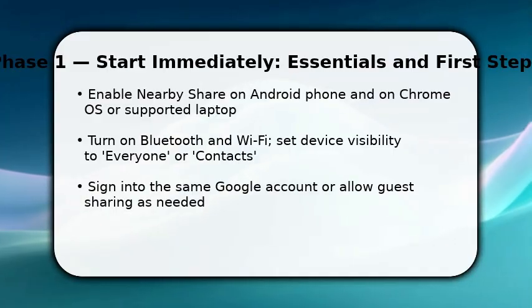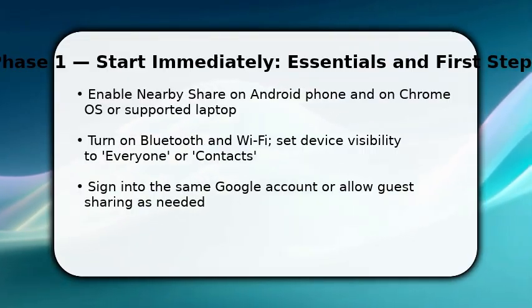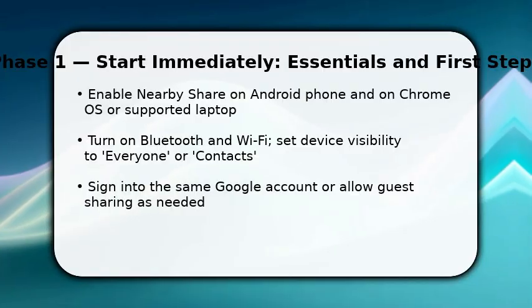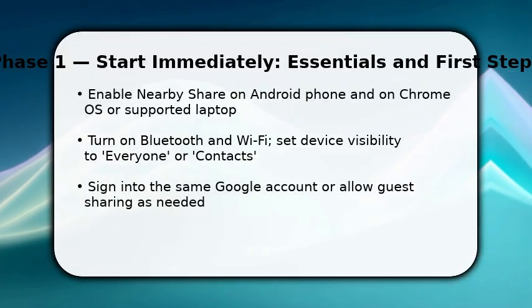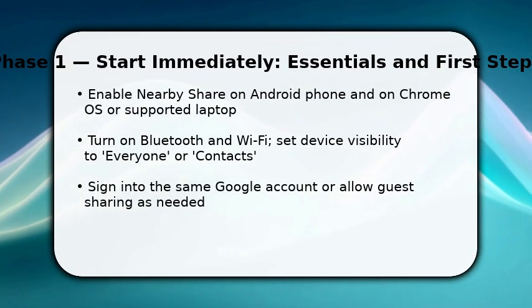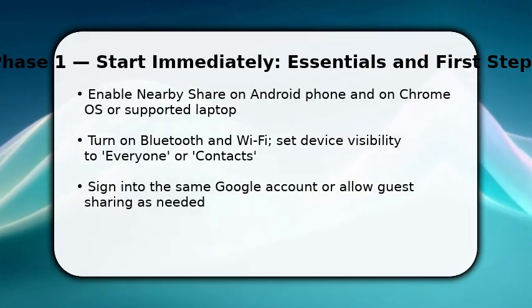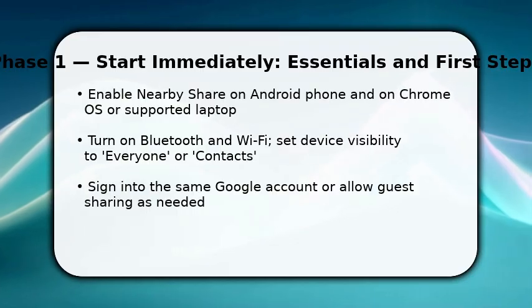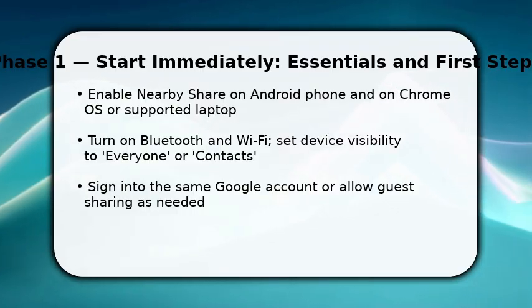You begin by preparing both devices so transfers work fast. On your phone, open Settings, enable Nearby Share and set visibility. On the laptop, open the System Sharing panel and enable Nearby Share too. Make sure Bluetooth and Wi-Fi are on, because Nearby Share uses both for discovery and transfer.